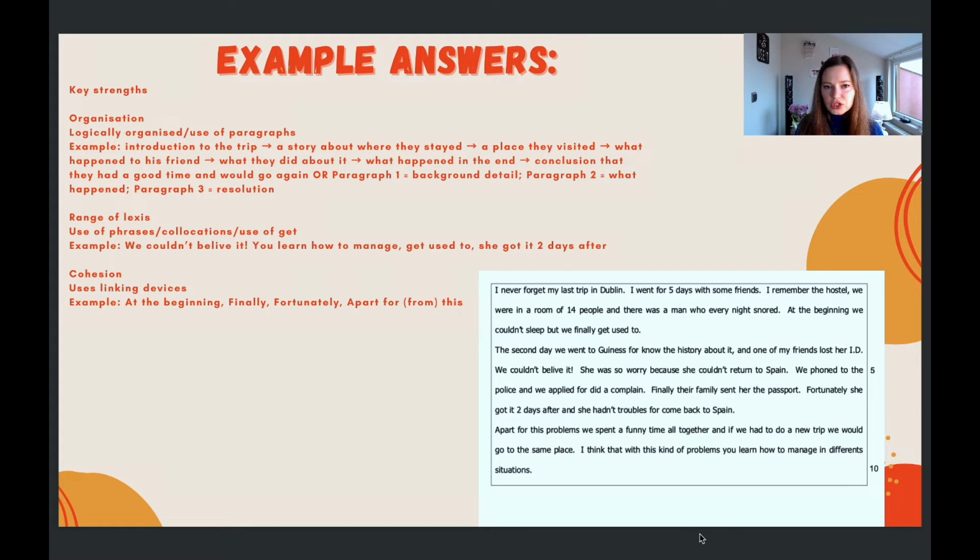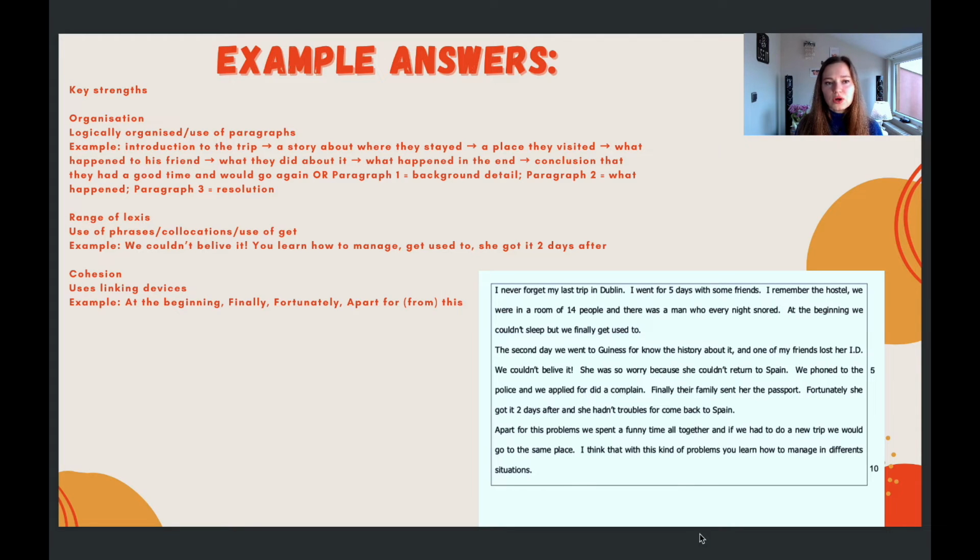"We couldn't believe it." "You learn how to manage." These are the phrases, the collocations that you can notice, as well as the use of get. "Get used to." "She got it in 2 days after." So in this case, you can see that there is good range of lexis. One of those strengths that you mentioned can also be a weakness, so it's totally fine. Don't get confused. Cohesion. If we want to comment on the cohesion as one of the strengths, we need to write the following information. Use of linking devices, examples: at the beginning, finally, fortunately, apart from this.